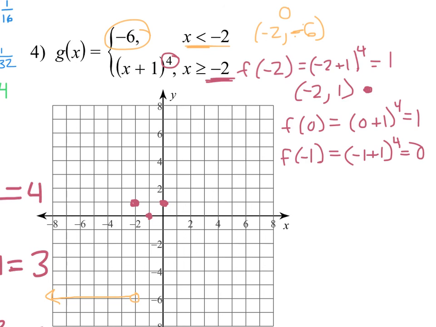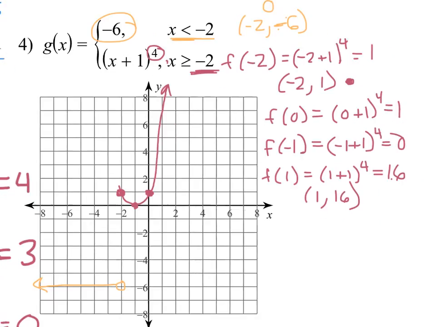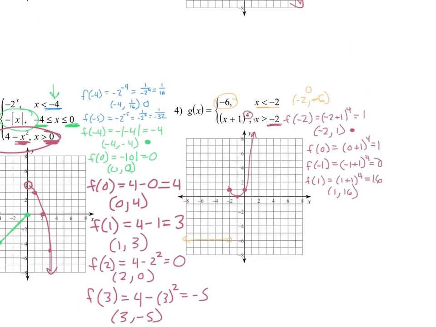And then let's plug in positive 1. So we have f of 1 is 1 plus 1 to the 4th power. This is 2 to the 4th power, which would be 16. So when x is 1, y is 16, so we're going to go up really high up here, so our graph is just going to go up like this. Alright, so these are our piecewise functions.